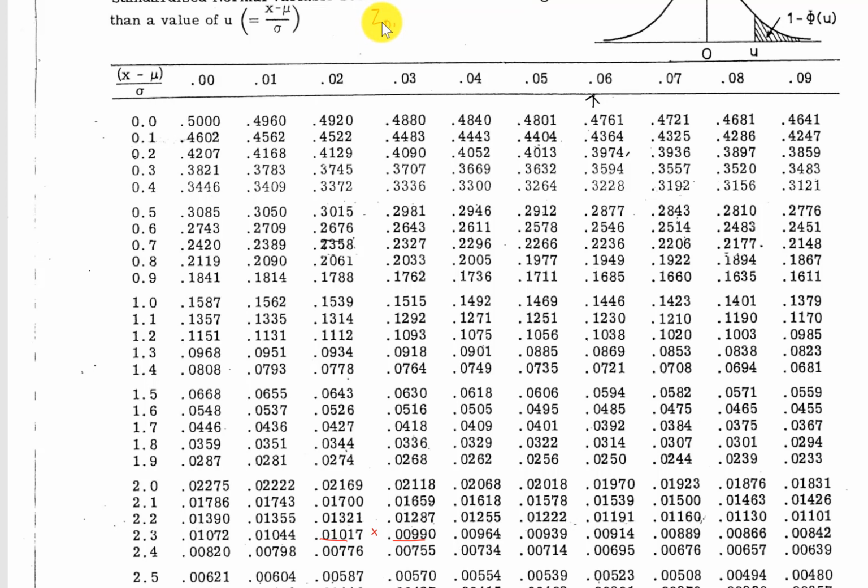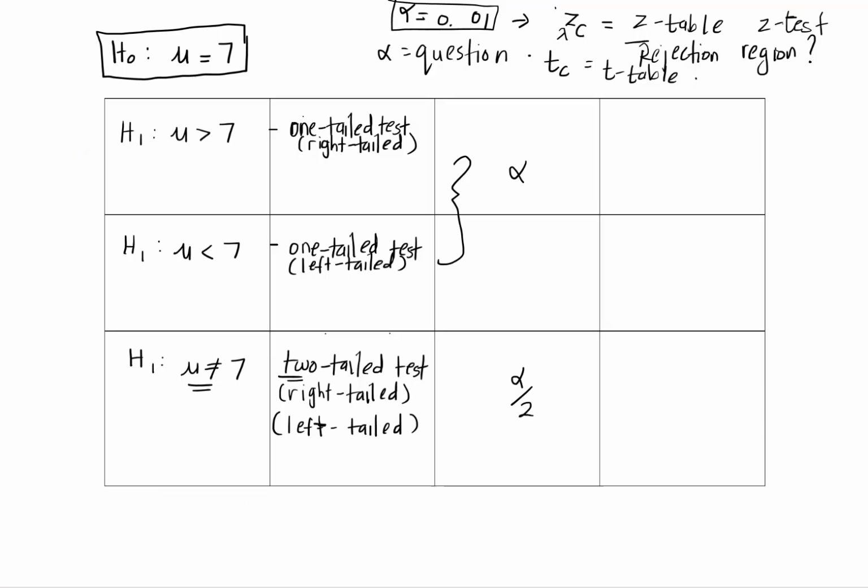So our Z for 0.01 is 2.32 plus 2.33. We take the average, then we get 2.325. So we get our critical value: ZC is equal to 2.325.